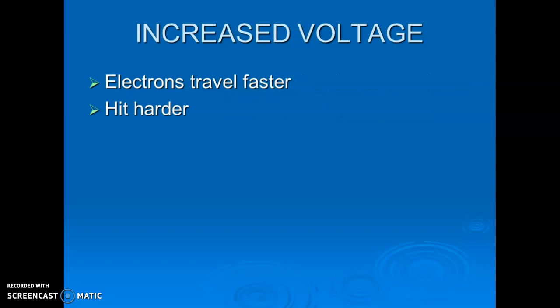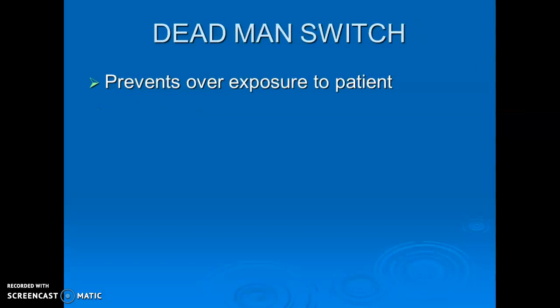Okay, back to the previous slide. When you increase the voltage, or the kilovoltage in our case, that's going to make the electrons travel faster, so they're going to hit harder. When you turn the kVp up, you get stronger x-rays, and when you turn it down, you get weaker x-rays. And so that's how voltage affects your x-ray strength, or the quality.